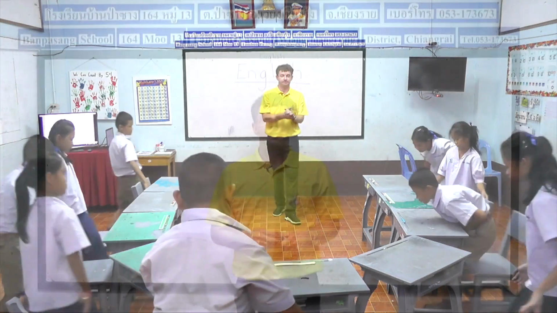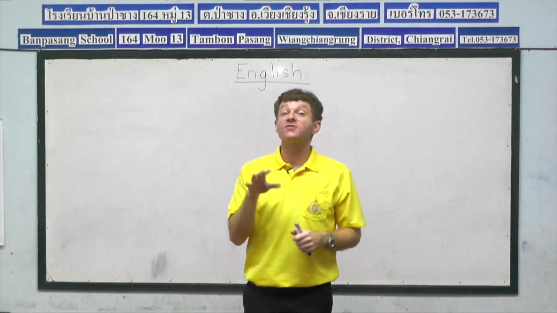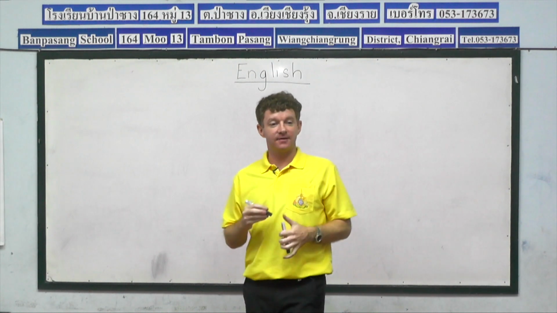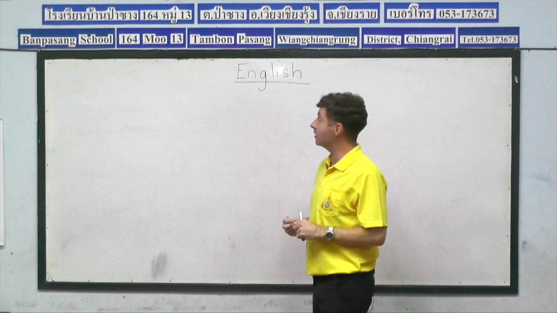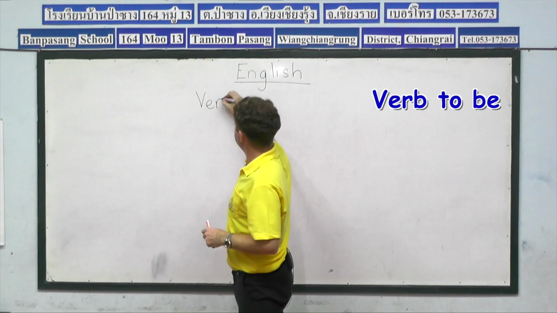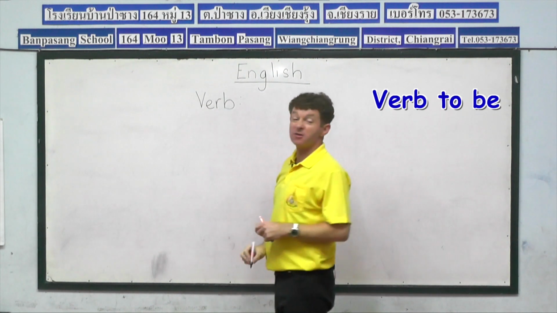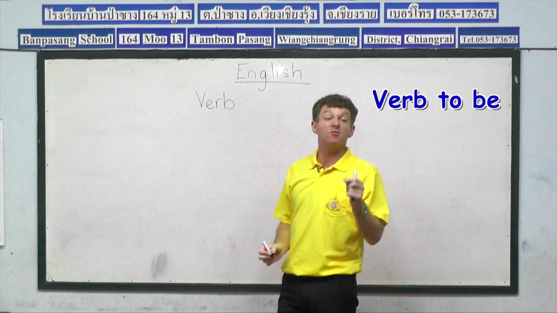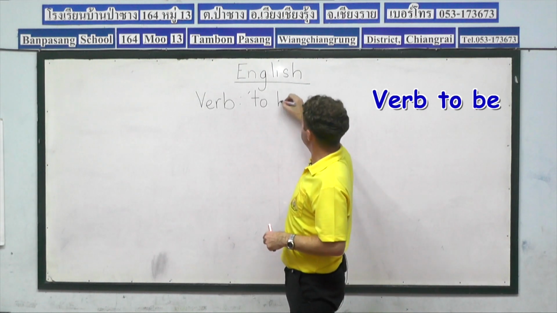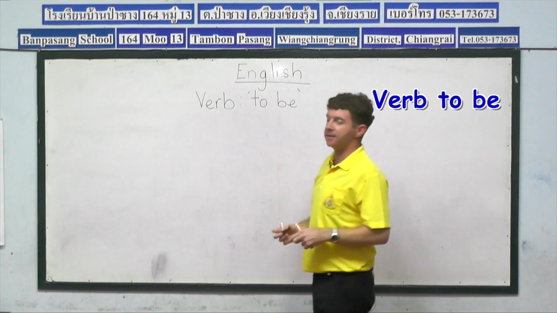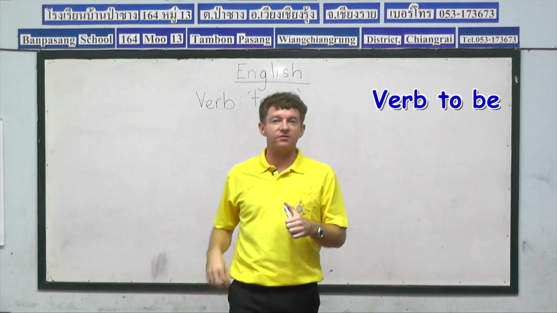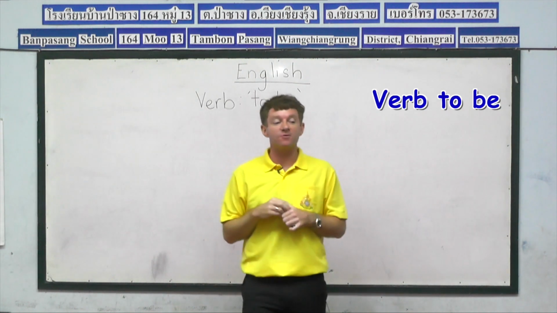Excellent. Have a seat. And for today's lesson, we're going to continue learning about the verb to be. Excellent, guys. How do we spell verb? V-E-R-B. And the verb that we've been looking at recently, to be. T-O-B-E. Okay, and can anybody tell me what tense we've been focusing on in recent lessons about verb to be?